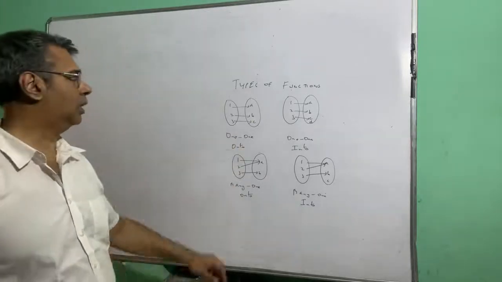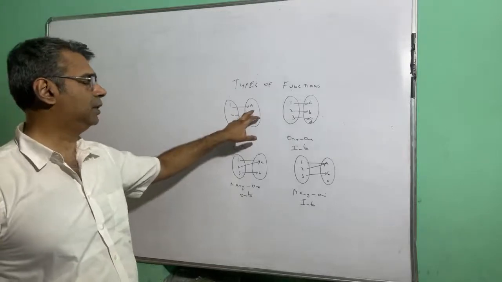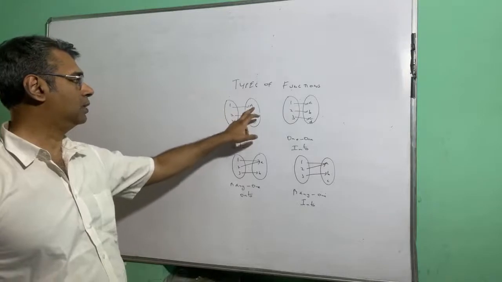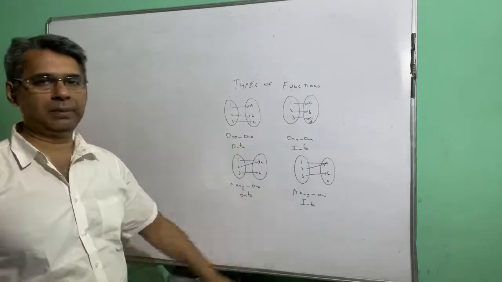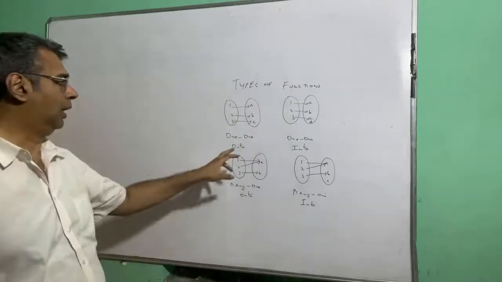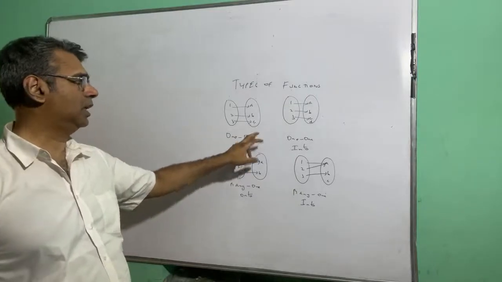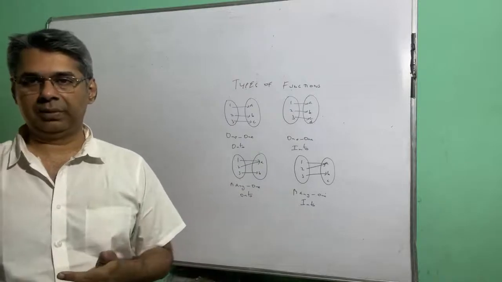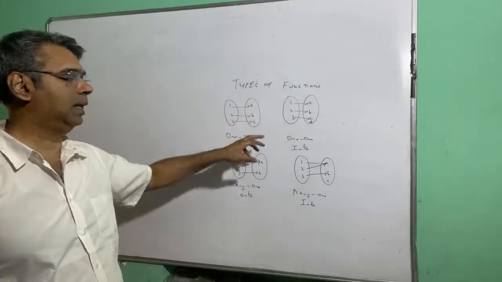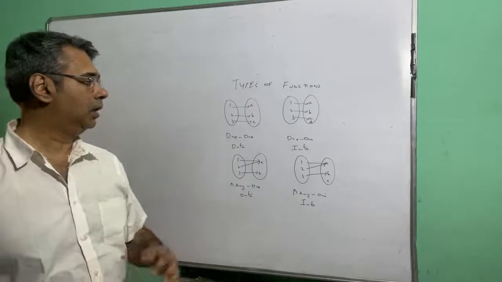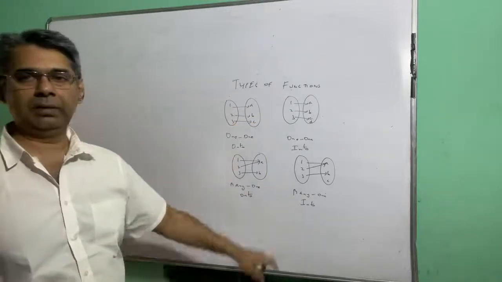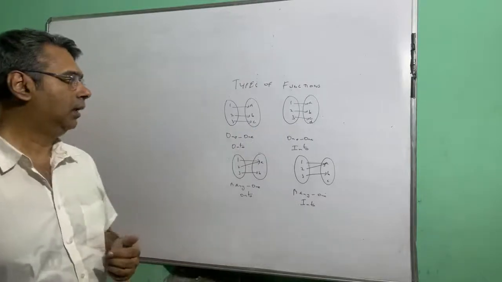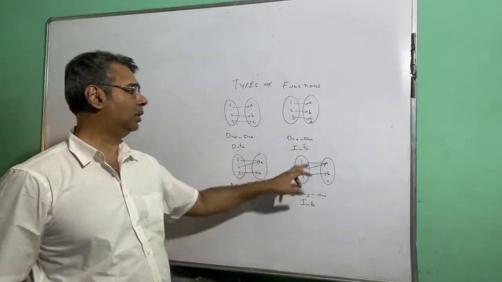Now why is it called 1 to 1? Because everyone on the left is mapping with 1 on the right. So 1 is mapped to A, 2 is mapped to B, 3 is mapped to C. And onto, because you will notice that there is no element on the right which is unmapped. Everybody on the right has been involved in the mapping. Next we come to 1 to 1 into.